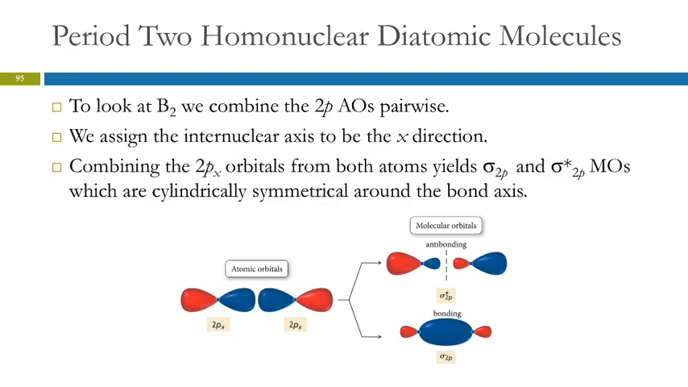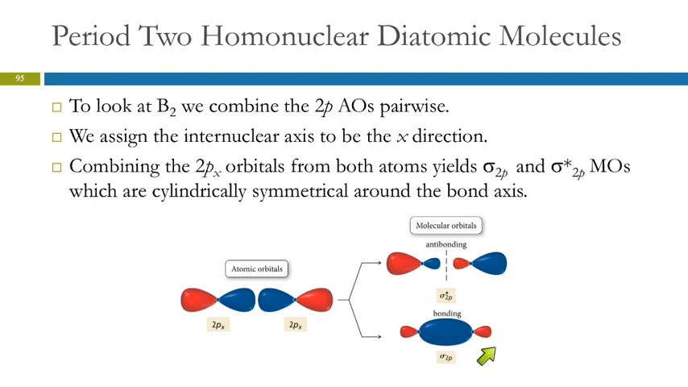When we get past beryllium, now we have to think about the p orbitals. So we're going to combine pairs of p orbitals. So if we look at the p orbitals that are along the x-axis in both of these atoms, we can combine them adding or subtracting, constructive or destructive. You add these, you get a bonding orbital that looks kind of like that. And destructive interference gives you something that looks like this. So one's higher in energy, one's lower in energy.